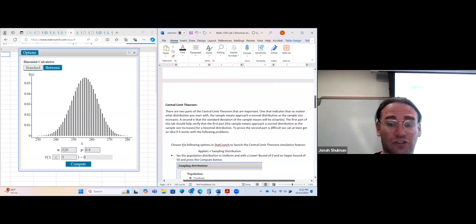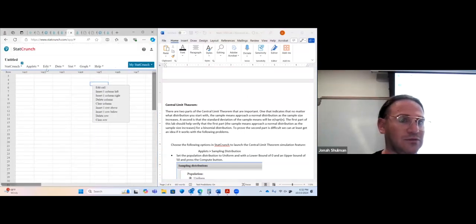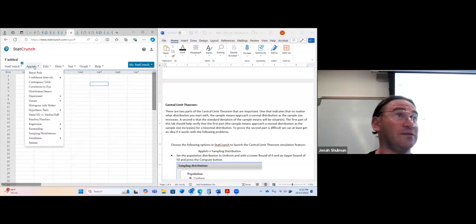Okay. So choose the following options in StatCrunch to launch the simulation. We're going to applets. So we haven't done that yet. So here we go. We get to go to applets. It's the second one. There's so many. So applets basically just means simulation.